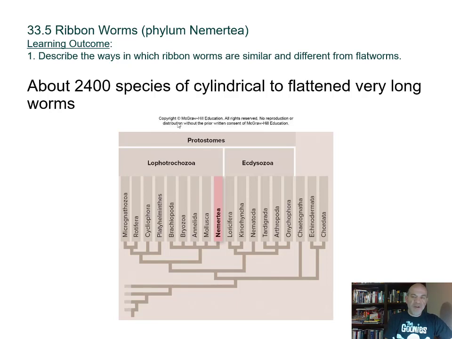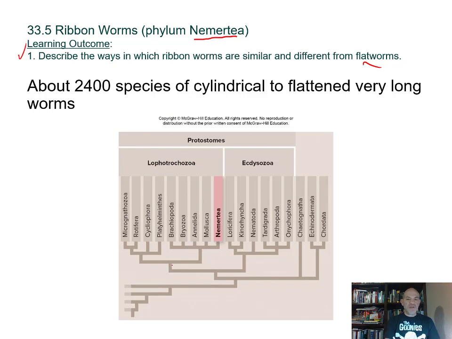This phylum is commonly called the ribbon worms. The phylum, or formal taxon, is the Nemertea. And one of the learning outcomes covered in this section is to describe the ways in which ribbon worms are similar to and different from flatworms. They actually look like flatworms, but there are some major differences. Overall, there are about 2,400 species of cylindrical to flattened, very long worms. That's one of the characteristics.